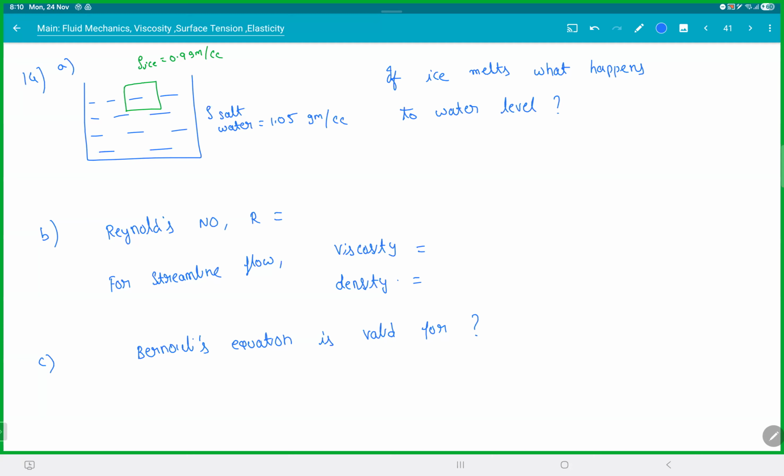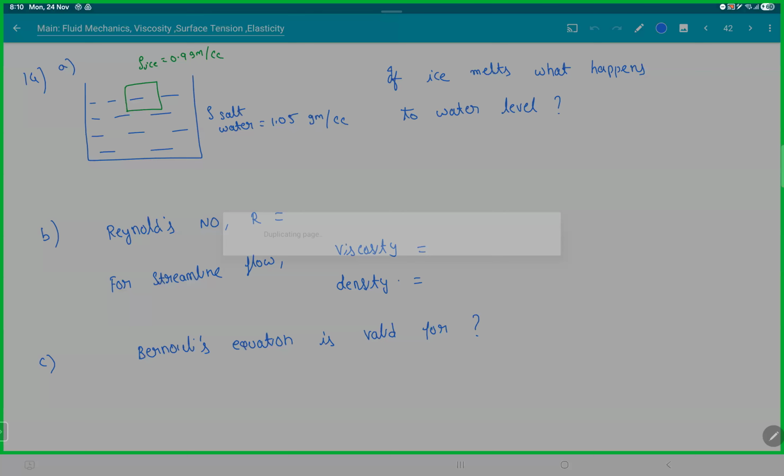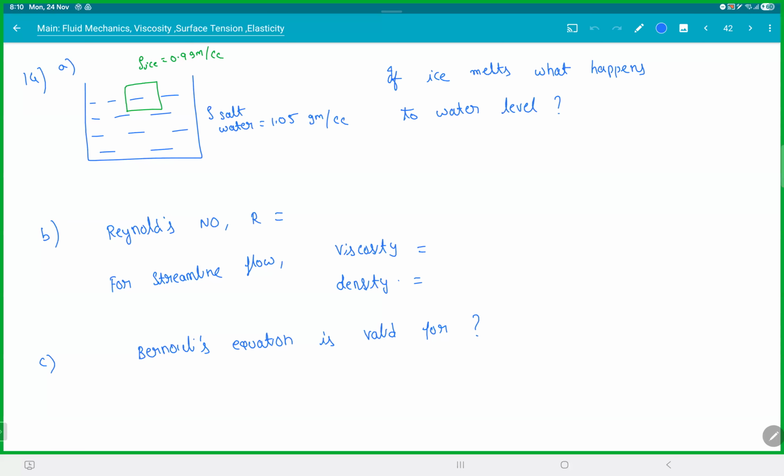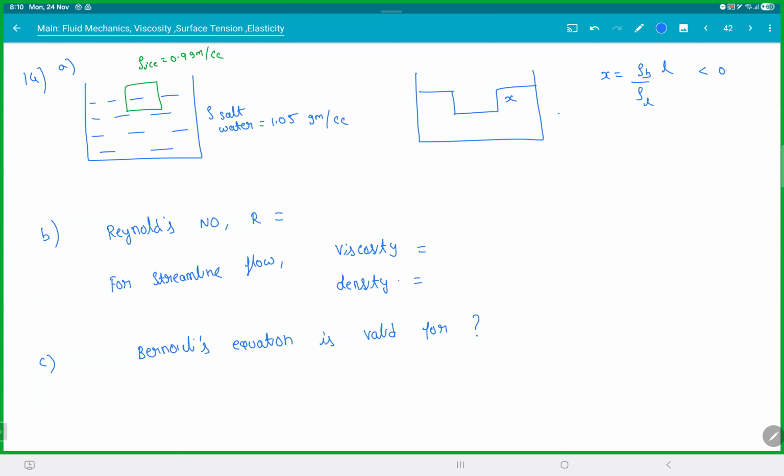So here you have to be careful. When ice melts, what kind of water do you get? You get fresh water, which is 1 gram per cc. You don't get salt water. So first of all, ask yourself, normally what would have been the depth? When you remove that ice block, the cavity which you get, x, if you remember the formula, x was rho b by rho l into L, right? This would be less than 0.9 L, isn't it?